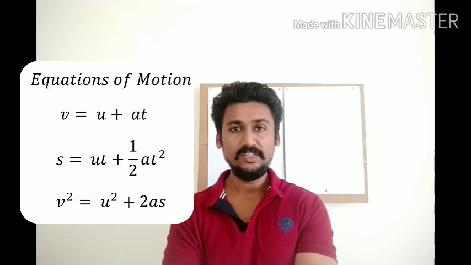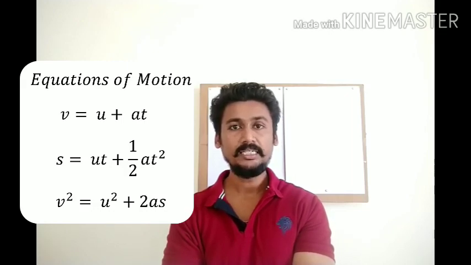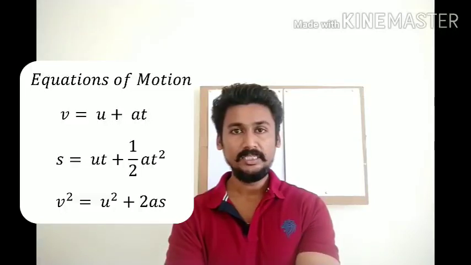So here are the 3 equations. First equation, V is equal to U plus AT. Second equation, S is equal to UT plus half AT square. Third equation, V square is equal to U square plus 2AS.